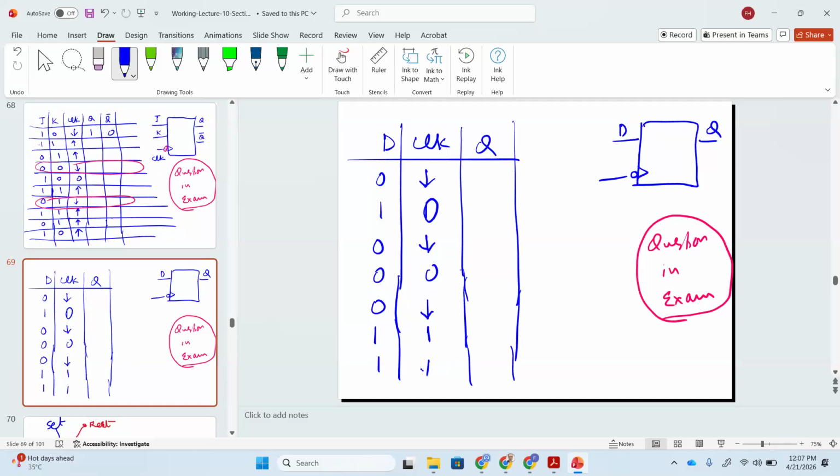Professor, this is still flip-flop? This is flip flop. Yes, this is a D flip flop.